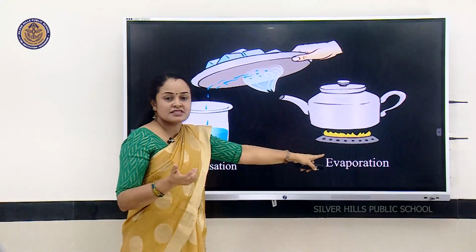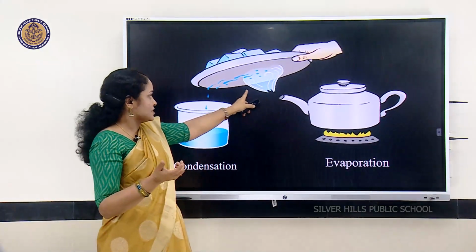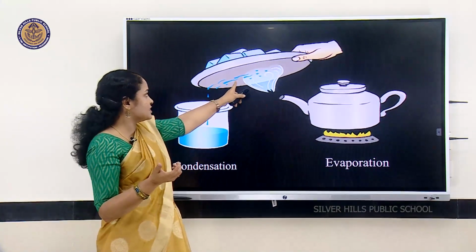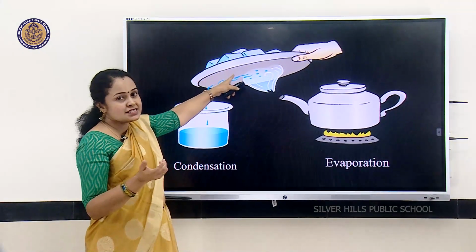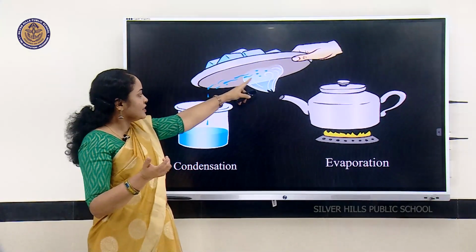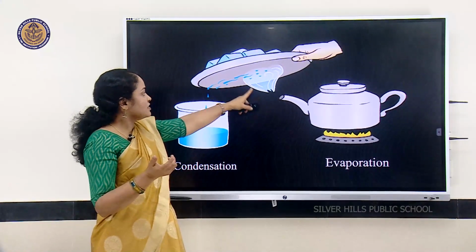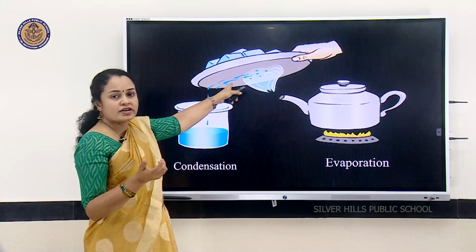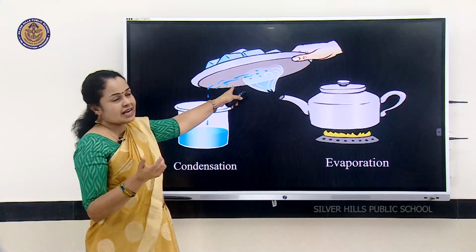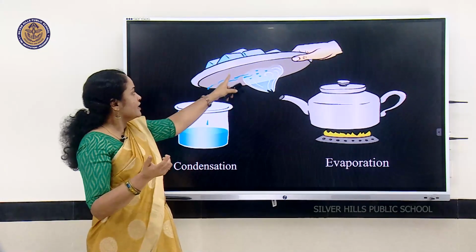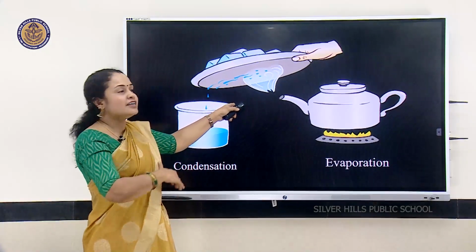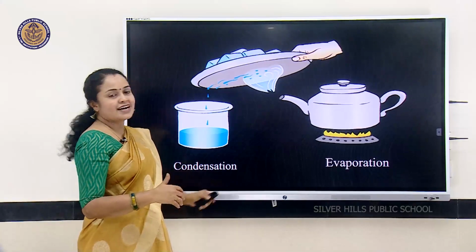That is known as evaporation. And when the gas which is escaping is touching a cold surface, see, the ice is kept on the lid. What is happening here? The evaporated water vapor which is coming out is coming in contact with this lid with ice over. That means it is a cold surface. Then it again gets converted into water. That is known as condensation.